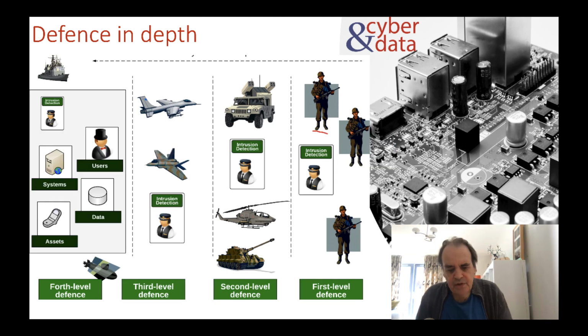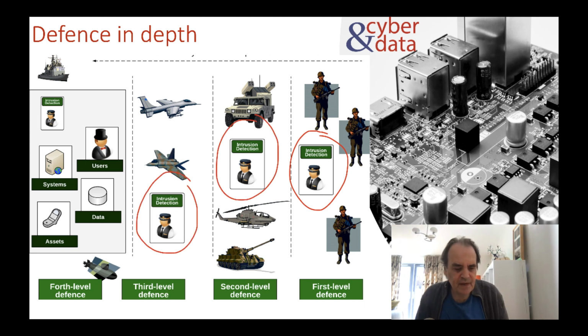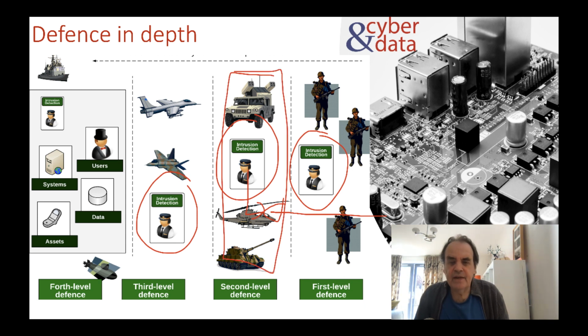So what we often do is create intrusion detection systems, and in that we create an IDS, an intrusion detection system, at each of the layers of our defence. So if an intruder gets through a certain level of defence, then the intrusion detection system will hopefully pick up that the intruder is in this part of the defence, and then we can do something to make sure we stop the intruder getting to the next level.